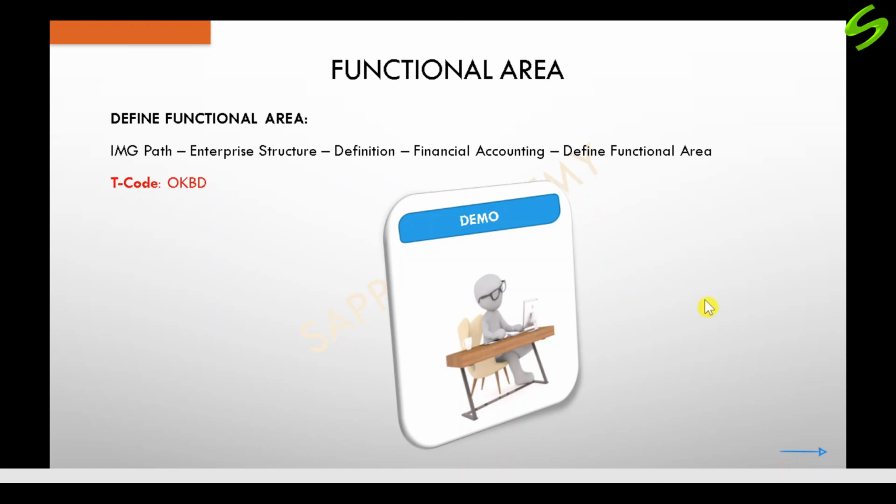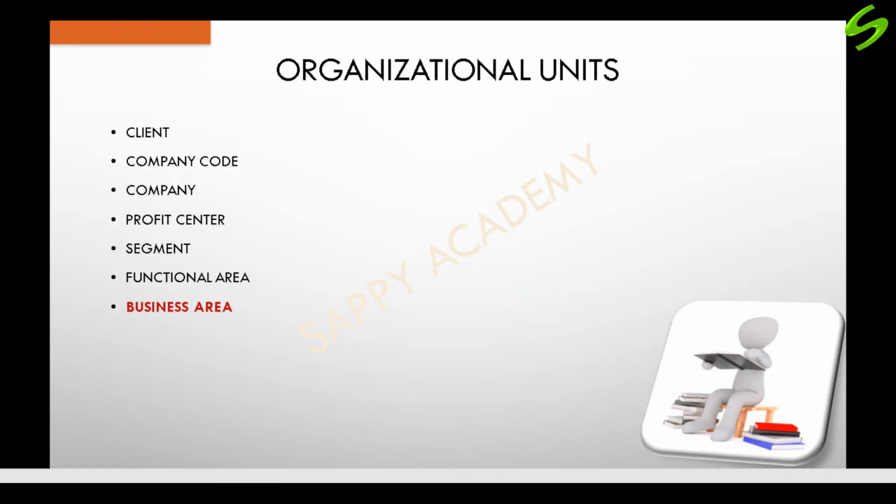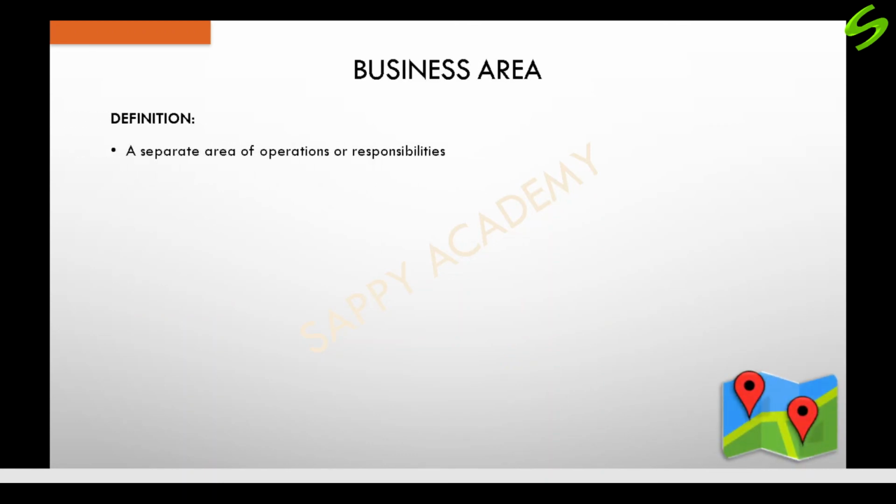Let us move on to the next organizational unit, business area. Let's look at the definition first. Business area represents separate business segments or areas of responsibility and can be used across company codes. Business areas are not very flexible and are not part of the SAP best practices. That means SAP does not recommend using business areas. Instead, profit centers or segments are better options.